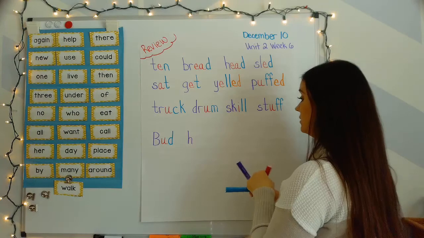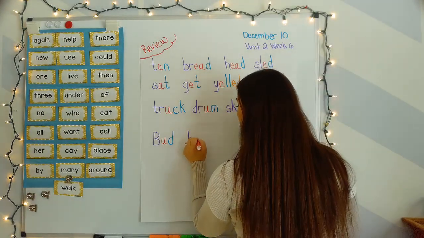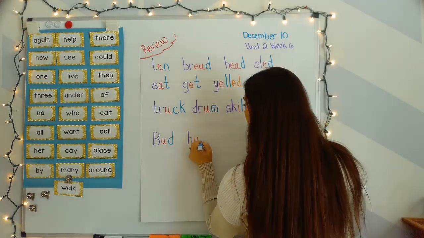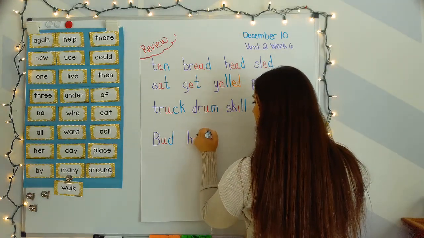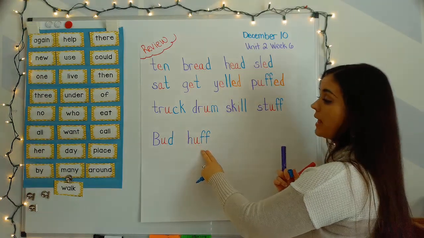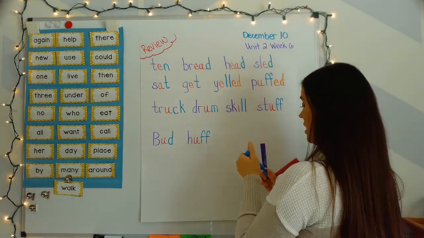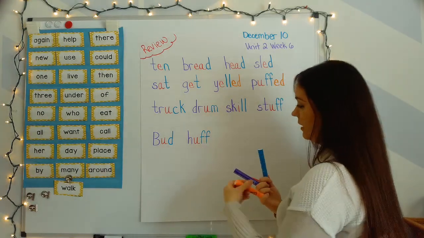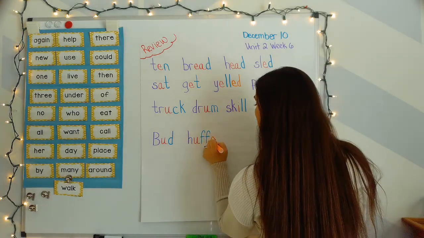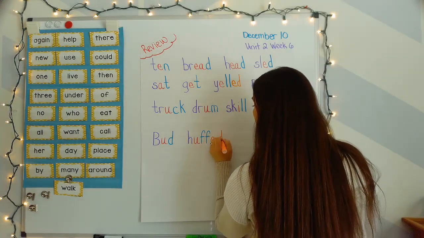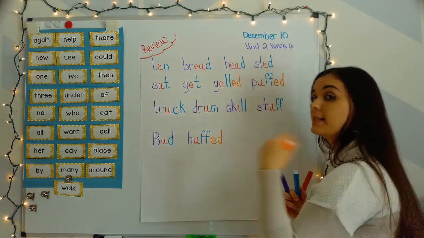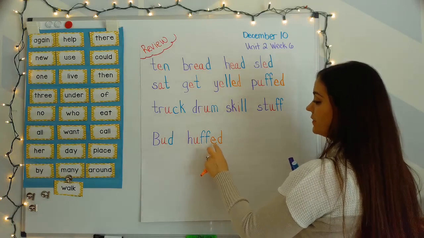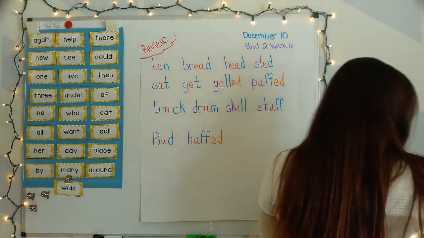H says ha. U says uh. Two F's, we just double up on that f. Ha, huff. Bud huff. That does not sound right. I need to add an ED so that, number one, it makes sense in our sentence. It sounds right. But also, it happened in the past. Huffed. Huffed. Bud huffed.